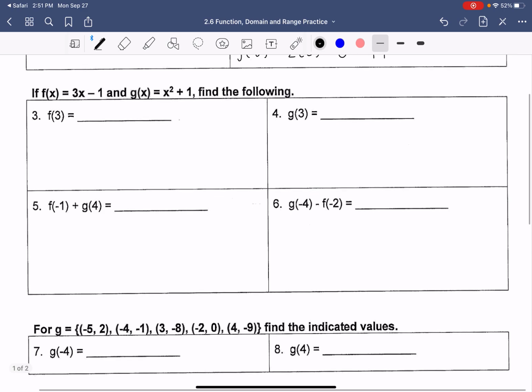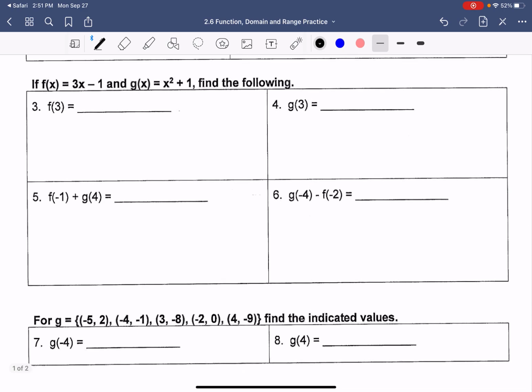All right. The next section says if f of x equals 3x minus 1 and g of x equals x squared plus 1, find the following. So remember, we did this on the first day of function notation. It says f of 3, so you're going to use function f, okay? But you're going to plug in 3 for x.